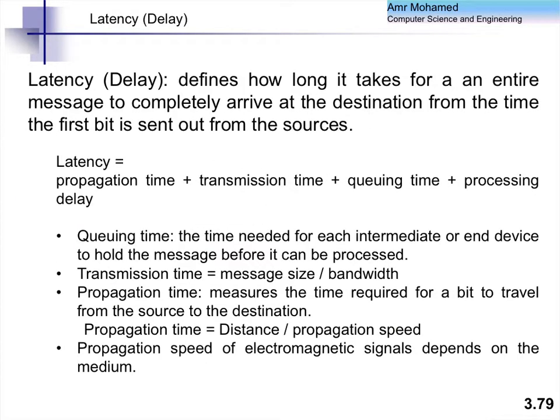Okay, any questions so far? So this is the bandwidth and the throughput, and we discussed this in Network 1 before. So this is very important.